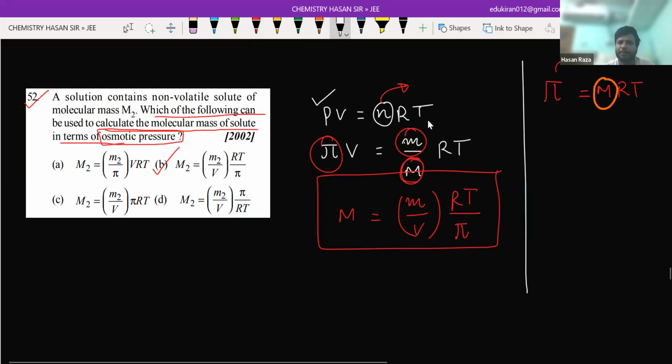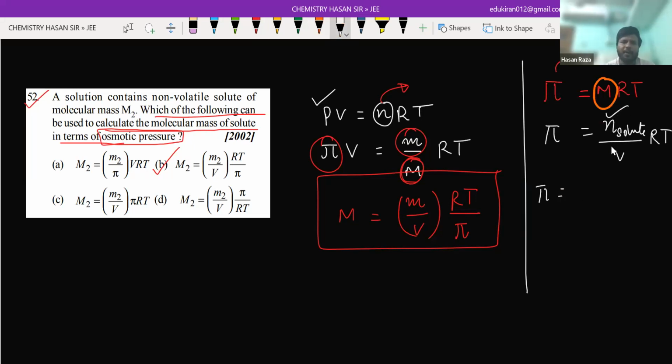You know that. Now, M can be written as number of moles of solute upon volume of solution in liter, and R and T, and this pi will be as it is. Now pi will be written as number of moles of solute, given mass upon molar mass, upon V into R into T. Now I can also write it as small m upon M into V into R into T.